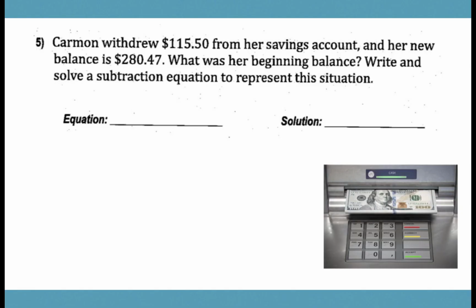Now, on example 5, we have a real-world situation. We need to come up with an equation that represents that and a solution for it. Carmen withdrew $115.50 from her savings account, and her new balance is $280.47. What was her beginning balance? Write and solve a subtraction equation to represent this situation.